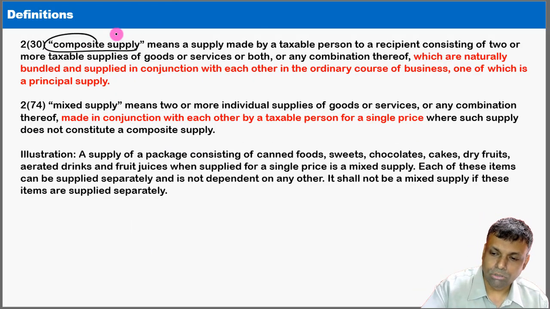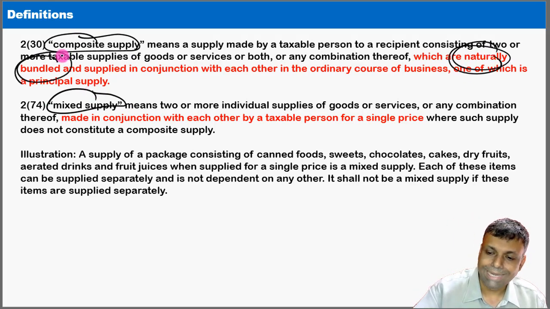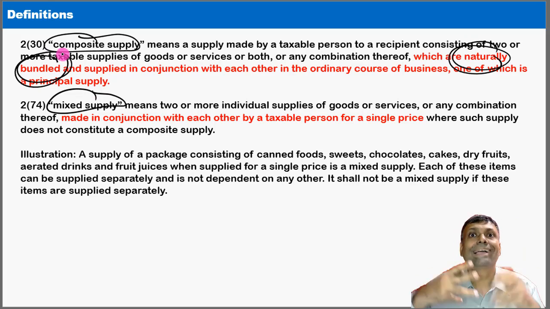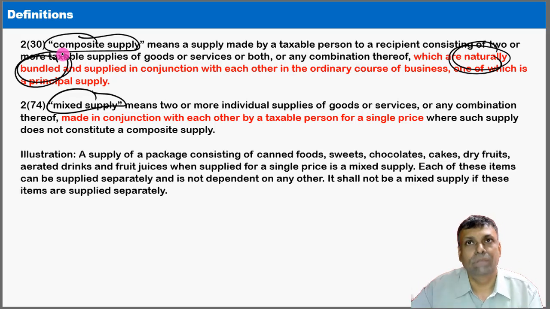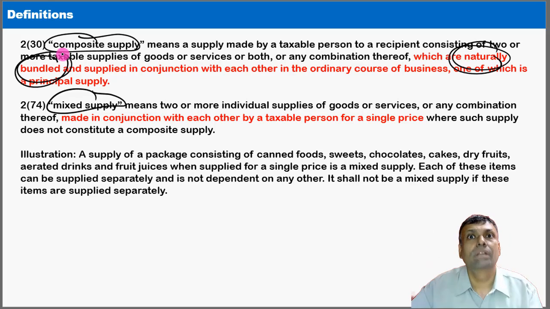Okay. However, what a composite supply is, what I already explained to you, is also defined under the law. What a mixed supply is is also defined under the law. And here is one point which I already told you, that it should be naturally bundled. That means more than one thing coming to you together. It has to be naturally bundled, and naturally bundled can also have a lot of variations. In other words, you have to think about the industry and how that particular industry operates.